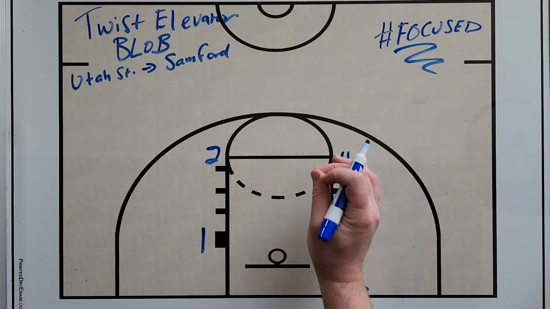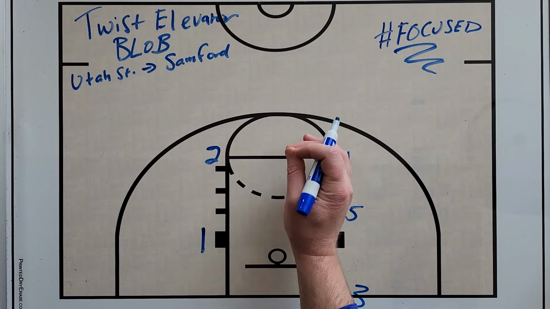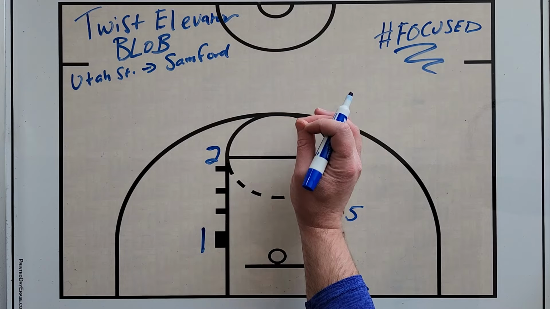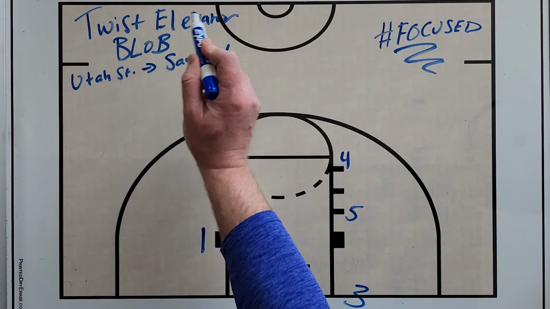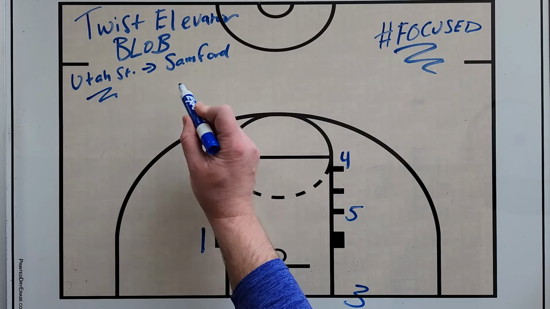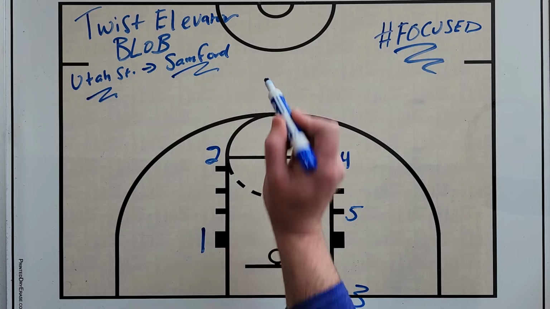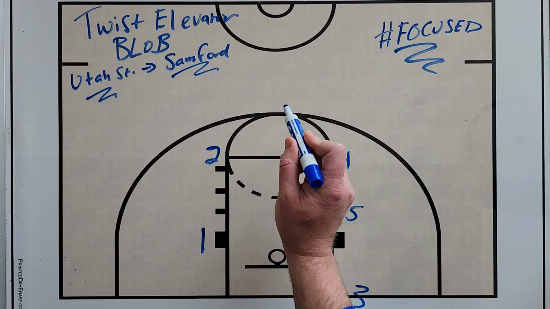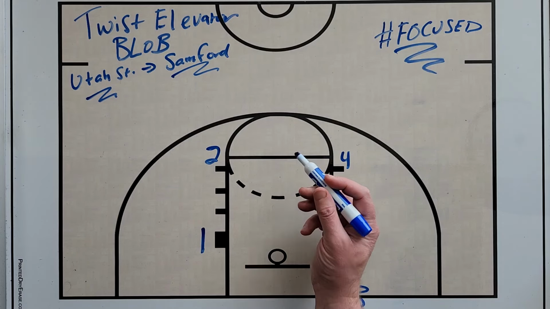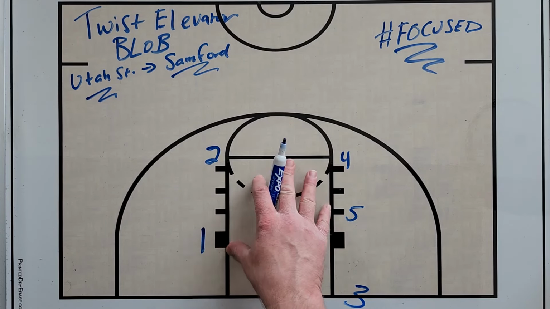In today's episode, I'm going to share with you a great BLOB that Samford used in March Madness against Kansas. The first time I saw this action, called Twist Elevator, Utah State used it. And then it showed up again in March Madness when Samford knocked down a crucial three late in the game against Kansas. It's one of the best baseline out of bounds actions I've seen. Let's check it out. Really simple concept.